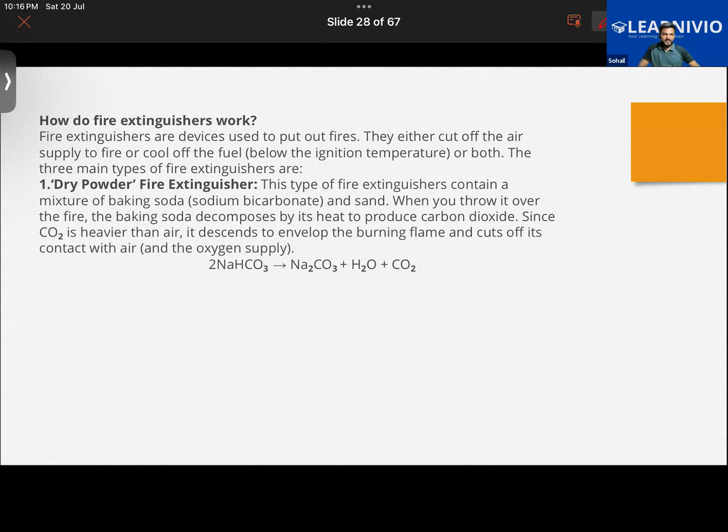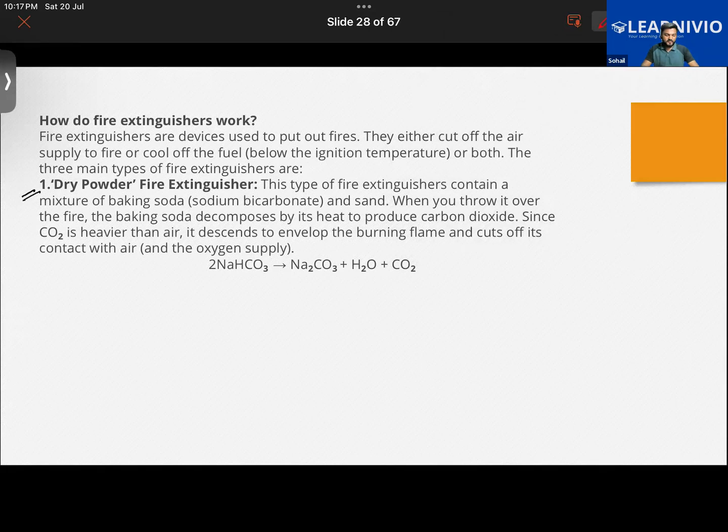So how it works, let us understand. First of all, read the first paragraph, this one, dry powder fire extinguisher. Fire extinguishers are devices used to put out fire. Dry powder fire extinguisher: this type of fire extinguisher contains a mixture of baking soda, sodium bicarbonate, and sand. When you throw it over the fire, the baking soda decomposes by its heat to produce carbon dioxide. Since CO2 is heavier than air, it descends to envelop the burning flame and cuts off its contact with air and the oxygen supply. Okay.